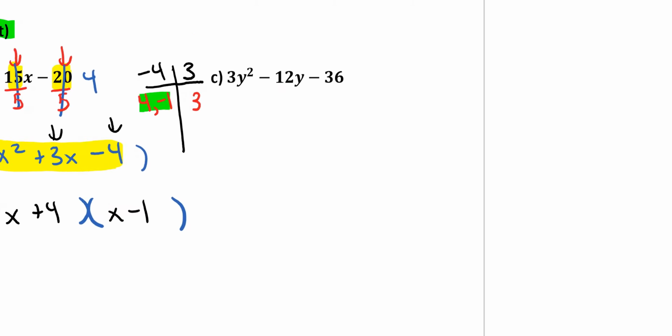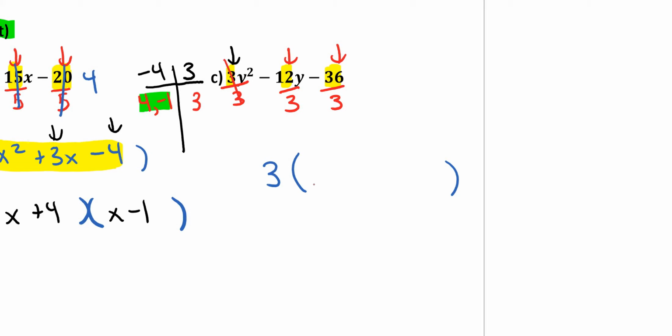Moving on to question C, if I take a look at the numbers here, the coefficients, here's a 3, a 12, and a 36. The biggest number that divides all three of those numbers at the same time is the number 3. So 3 is your greatest common factor, and I'm going to pull that out from the trinomial. And if I do that, I need to divide every single term by 3, which is the GCF.